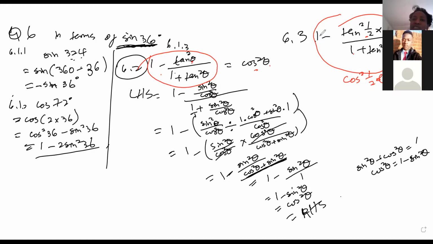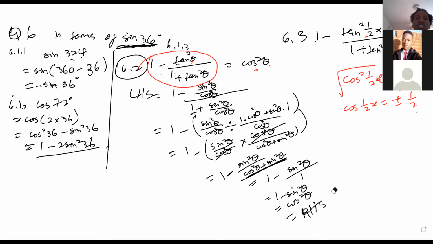So for us to solve for x, we're going to square root this. So that means cos half x is equal to plus or minus 1 over 2. Then remember those notes I wrote on general solution. So now our reference angle here is the inverse of cos of plus or minus half, right? We get that reference angle.